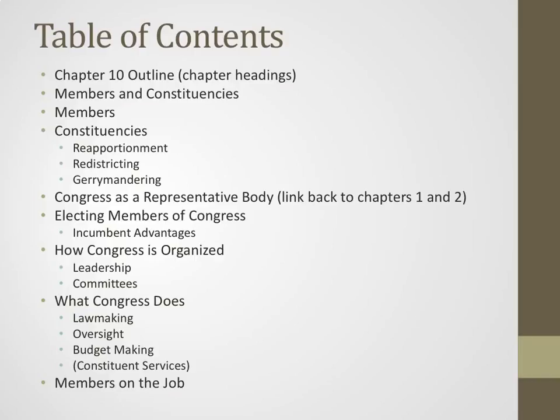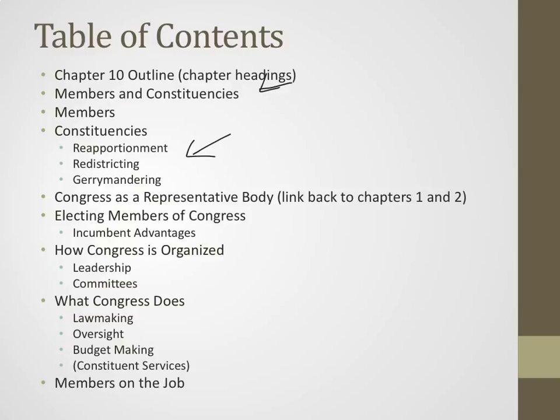We started by looking at who the members are. We talked about their constituencies. Remember that the House, the district, is its constituency, and all the people within that district. The Senate and the senators each have an entire state as their constituency. Remember this idea of constituent services, the role that members play. Also remember, as we were talking about constituencies, we really spent some time defining what those constituencies were.